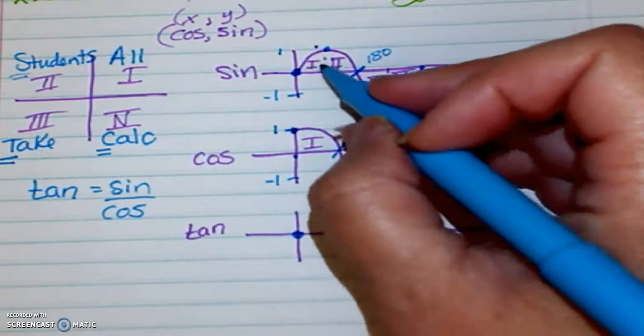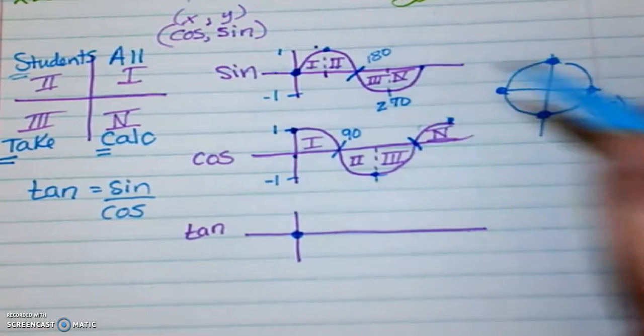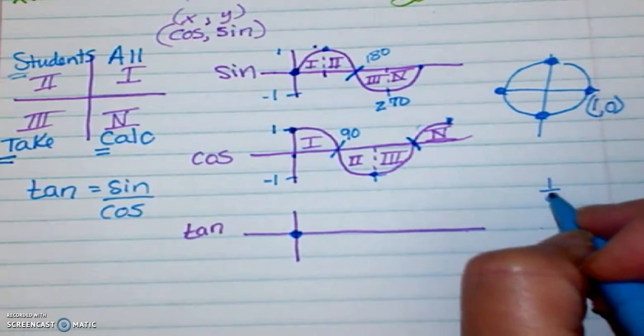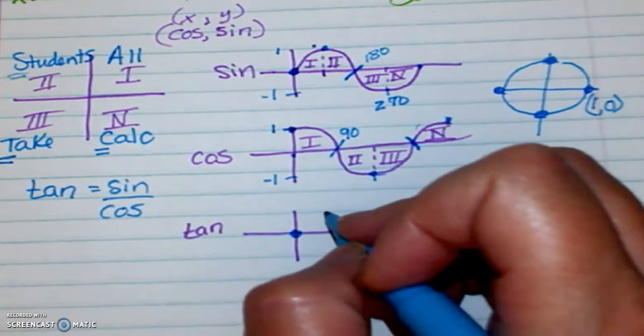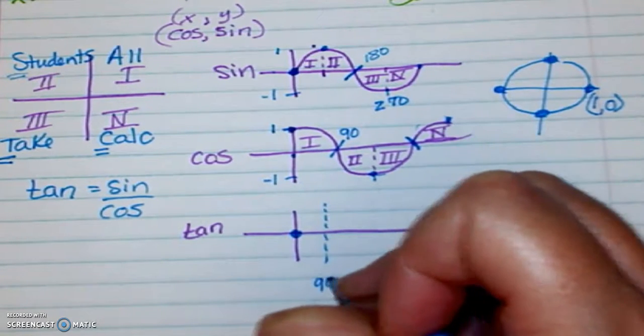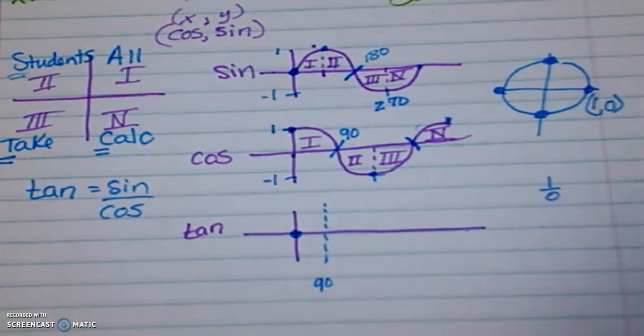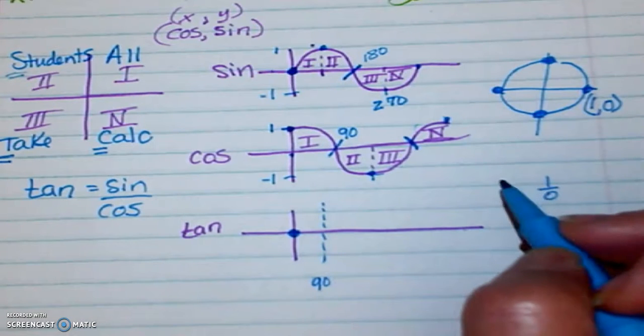If I look at 90 degrees, sine is 1, but cosine is 0. And 1 divided by 0 is undefined. You cannot divide by 0. So here at 90 degrees, it's going to be undefined, or I have that vertical asymptote. It's going to approach it but never cross it.